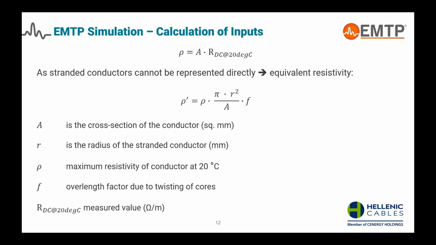And because stranded conductors cannot be represented in EMTP, we have to make an equivalent resistivity at 20 degrees, which comes from the product of the resistivity at 20 degrees and a filling factor from the geometrical cross-sections to the electrical cross-sections. Afterwards, this is multiplied with an overlay factor because of the twisting of cores.